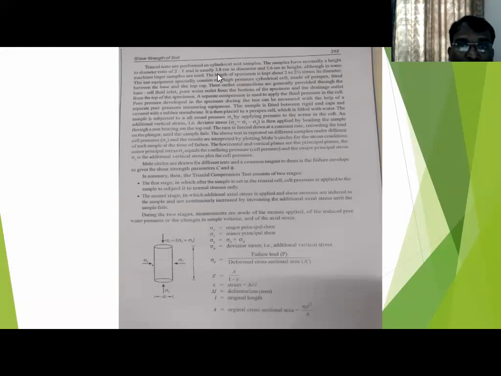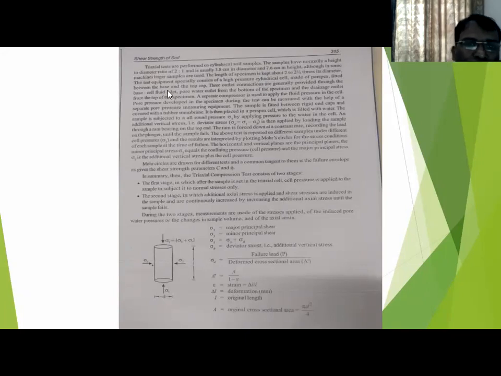This should be 3.8 centimeter in diameter and 7.6 centimeter in height, although some machines use larger samples. The length of specimen is kept about 2 to 2.5 times its diameter. Okay, the length of this pen अब कितना है, उससे भी 2, वो सब फिक्स है वहां पर। यहाँ पर तो 3.8 है तो 7.6 में डबल लिया है यहाँ पर.